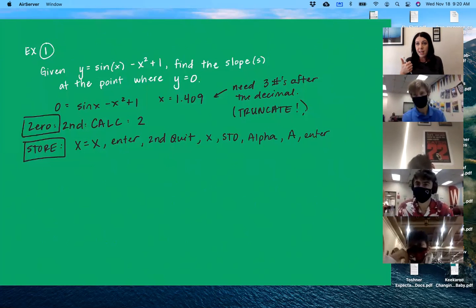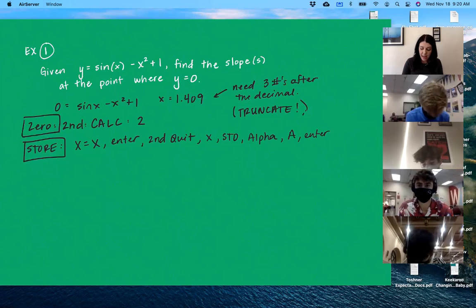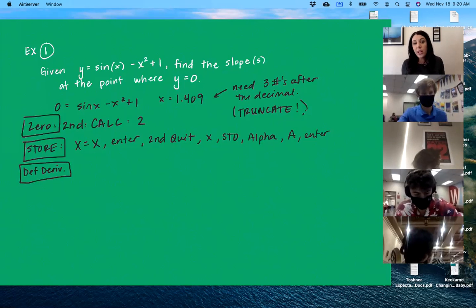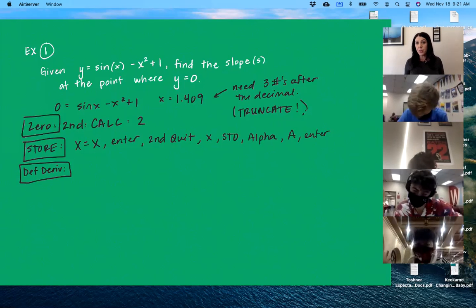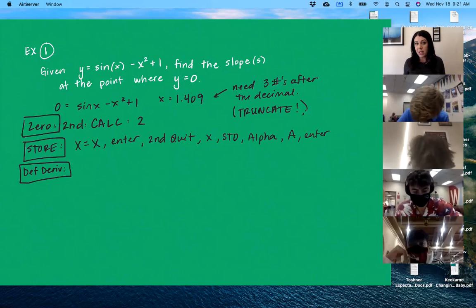Okay, so we've talked about how to find a 0, right? Second trace. We've talked about how to store. X equals X is how we start on that one. Next thing we're going to do is how to find a definite derivative. You can only find a definite derivative on your calculator. So for example, if you were trying to find what is the derivative of x cubed, your calculator is not going to give you 3x squared. But if you wanted the derivative of x cubed at 2, your calculator can do that. That is one of the things that you're allowed to do on certain sections of the test.